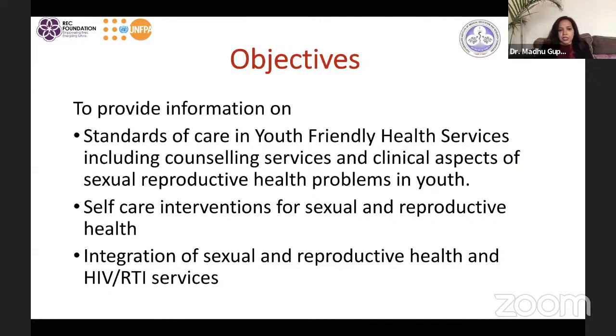So with this background in mind, the objectives of this CME are to provide information on standards of care in youth-friendly health services, including counseling services and clinical aspects of sexual and reproductive health problems, especially among youth. We will also provide evidence-based information on self-care interventions for sexual and reproductive health, and integration of sexual and reproductive health and HIV and RTI services.